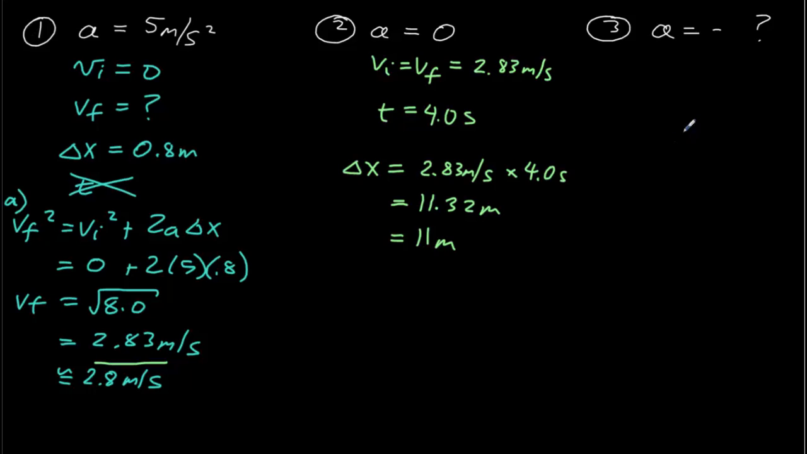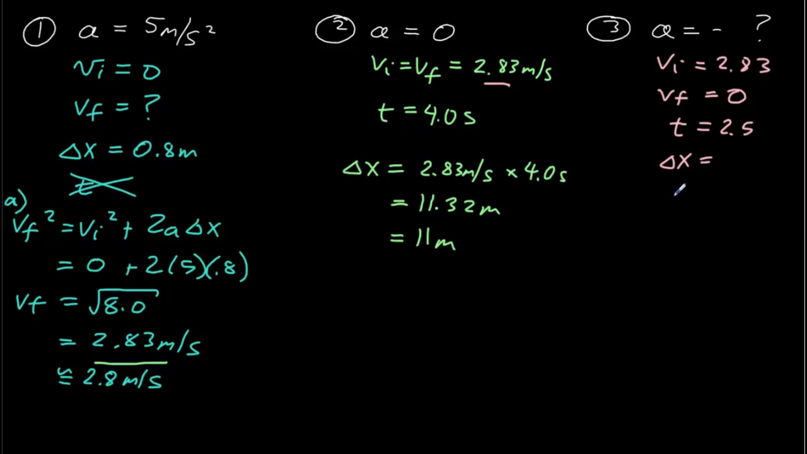In region 3, our initial speed must be whatever speed we had at the end of the last region, which would be that 2.83 meters per second again. The final speed, well, it comes to rest, it comes to a stop, so the final speed is going to be 0. We know also that it spends 2.5 seconds in that region, and eventually we're going to have to figure out the distance moved, but initially they just ask us for the acceleration.